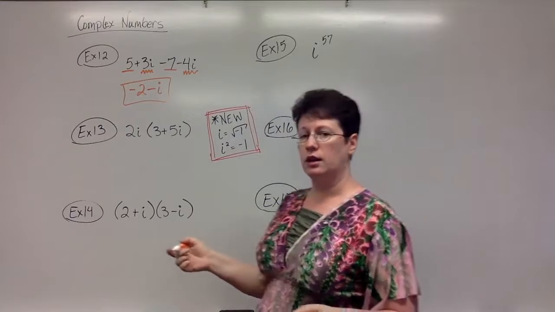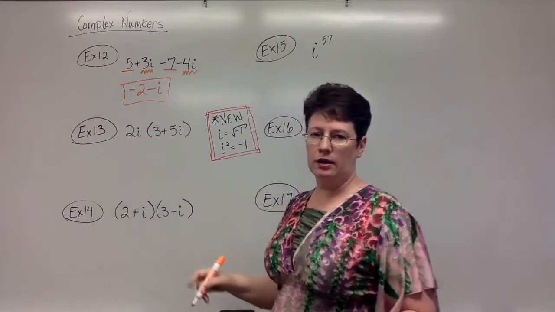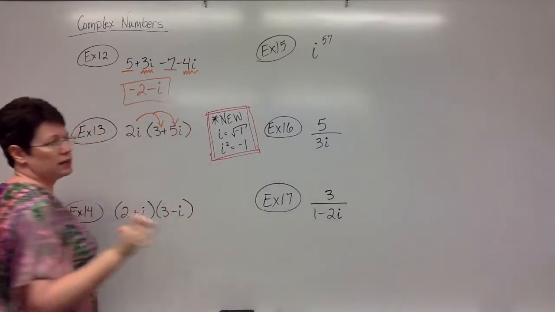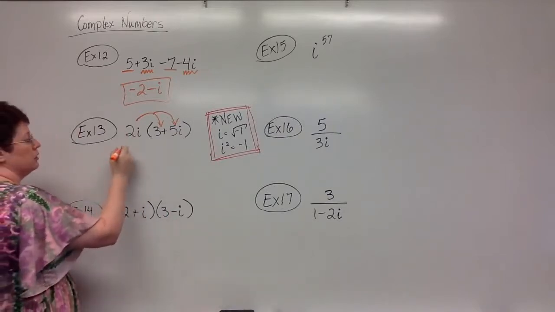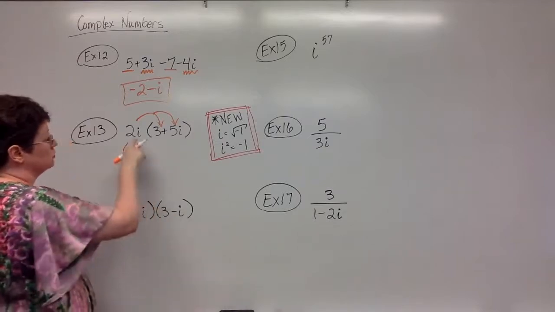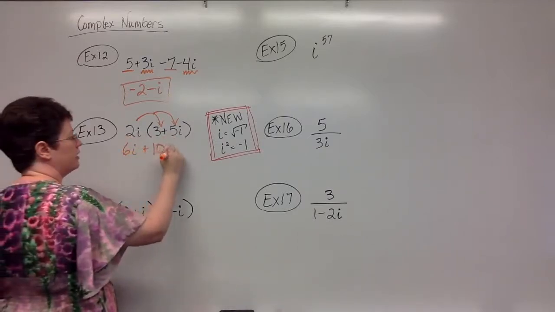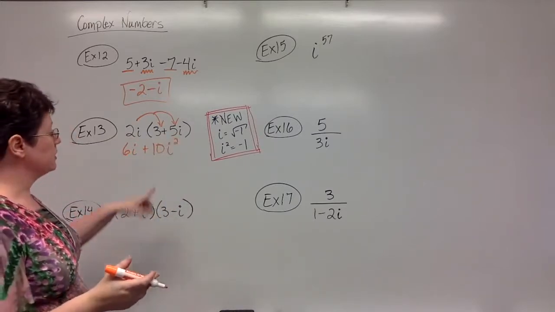So number 13, I have a quantity, one term, outside a parenthesis. So I'm going to distribute, just like we always do. No big deal. 2 times 3 is 6, with the I attached. Okay. 2 times 5, 10. I times I squared. Okay, that makes sense.